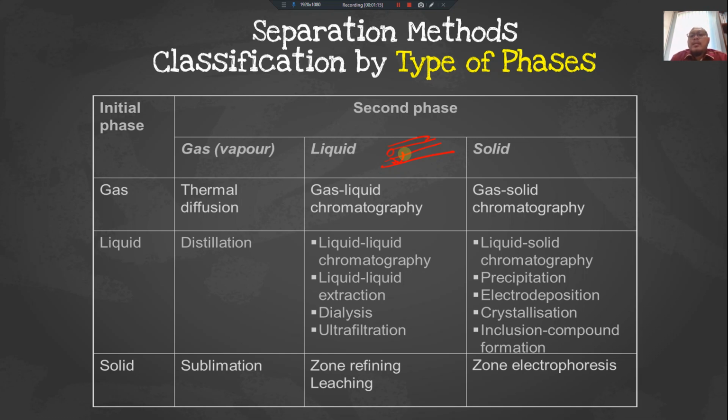Okay, right. How about gas as the initial phase and the solid as the secondary phase? Or we can call that gas is the mobile phase, and the solid as the stationary phase. So if you do over here, it can be gas solid chromatography.